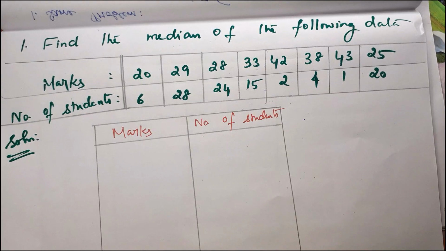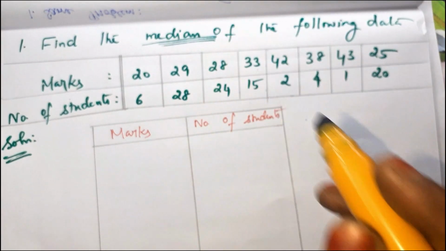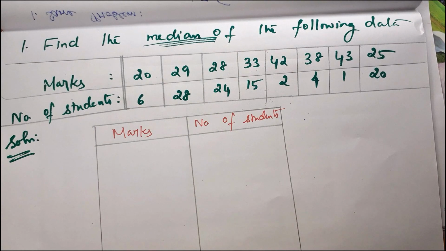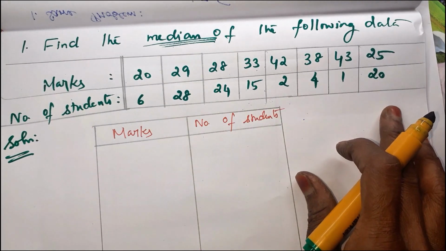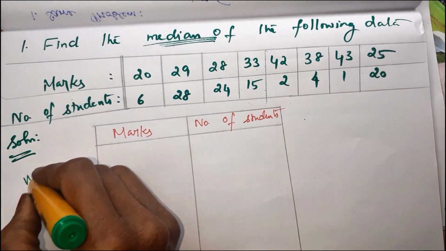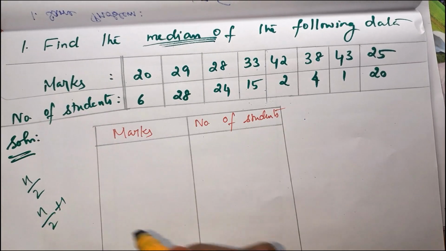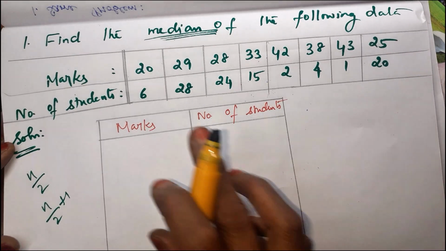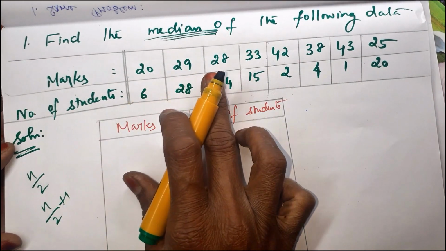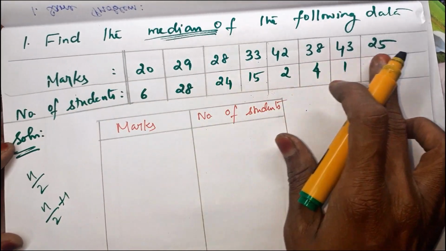So this is the problem. We are going to find the median for the given data. Marks and the corresponding number of students are given. Since 1, 2, 3, 4, 5, 6, 7, 8 values are given, we are going to find the average of n by 2 and n by 2 plus 1th observation. Before going into that, first we have to arrange the given data in ascending order. The marks given now are 20, 29, 28, 33, 42, 38, 43, 25.